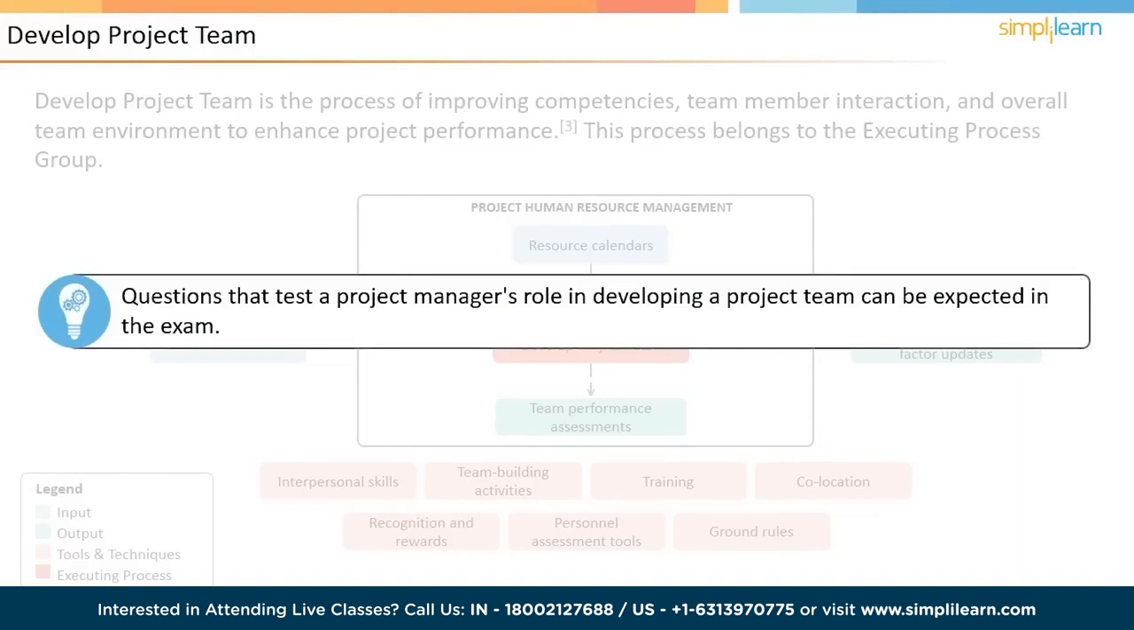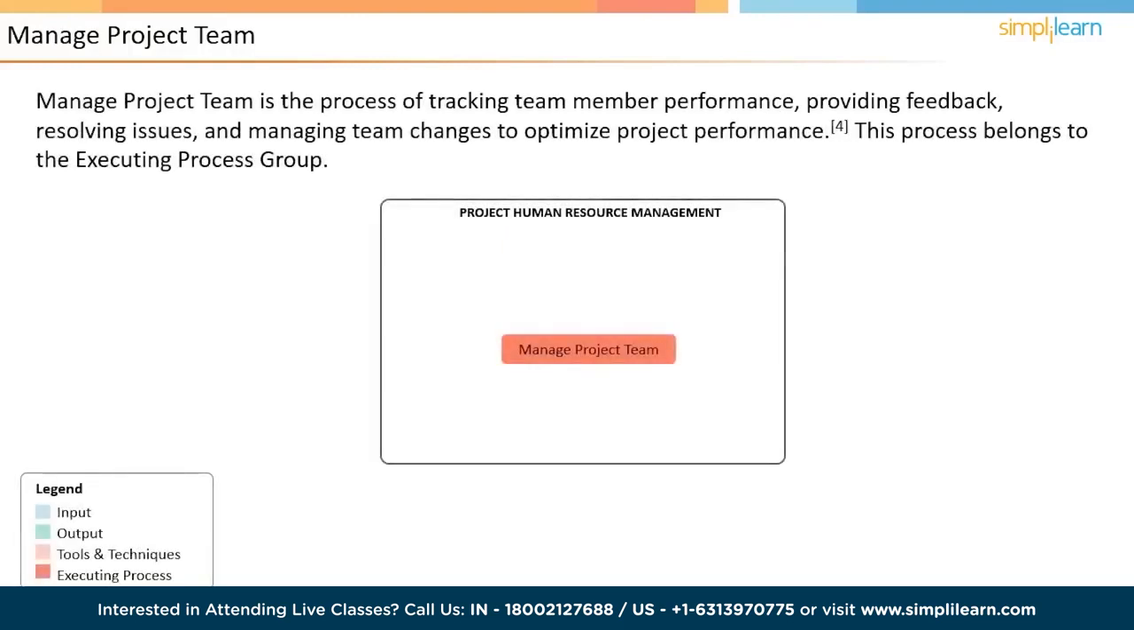In the next screen, let us discuss the Manage Project Team process. Managing the project team is different from developing the project team, though it is also done during the execution process group. It relates to measuring team members' performance, providing feedback, resolving issues, and managing changes to optimize project performance. To measure team members' performance, the manager should know the work assigned to them as well as their performance on the assigned work. Hence, project staff assignments and team performance assessments are listed as input to this process.